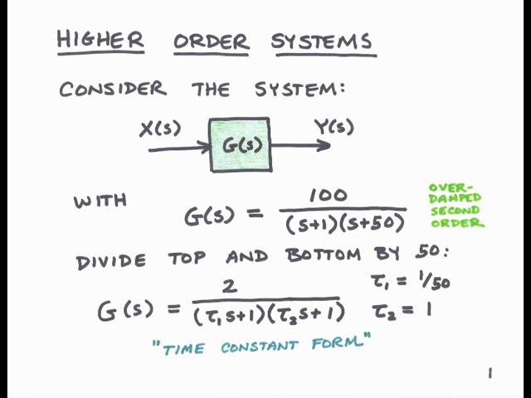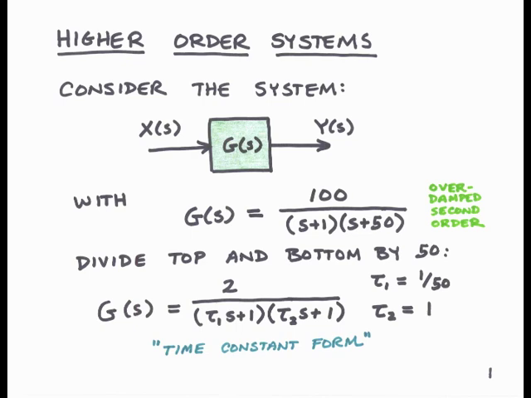Now what I'm going to do is divide the top and bottom of this transfer function by 50, and then we'll find G(s) is 2 over (tau 1 s plus 1) times (tau 2 s plus 1), where tau 1 is 1/50 and tau 2 is 1. And so this is in a form which makes it clear what the time constants of the two poles are. The time constants are tau 1 and tau 2.